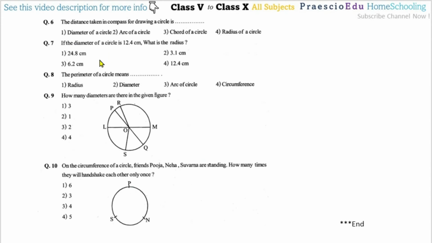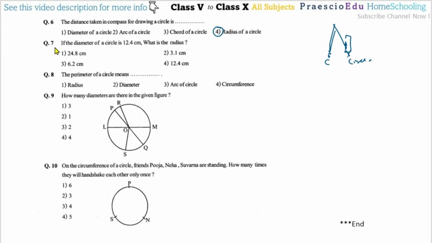Now question number 6, the distance taken in the compass for drawing a circle is the radius, because one point is the needle point of the compass. Suppose this is a compass, and here the pencil is there. So the pencil has one point, and this needle point is also one point. This will be the center, and this will be the outer of the circle. So this distance is always the radius. So option number 4, radius of a circle, is the correct one.